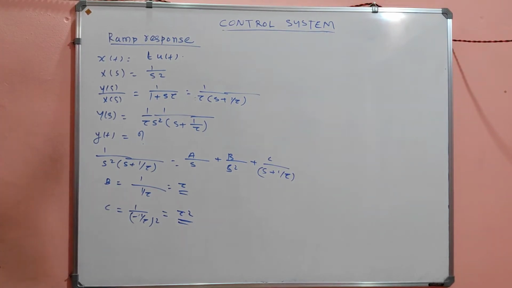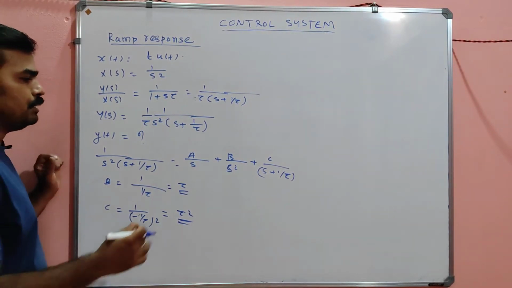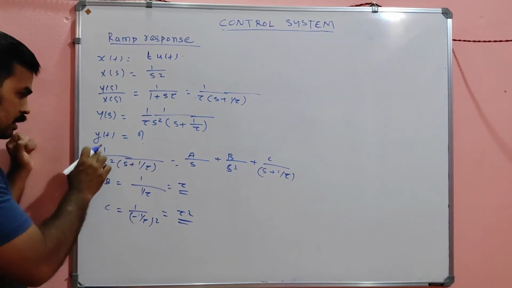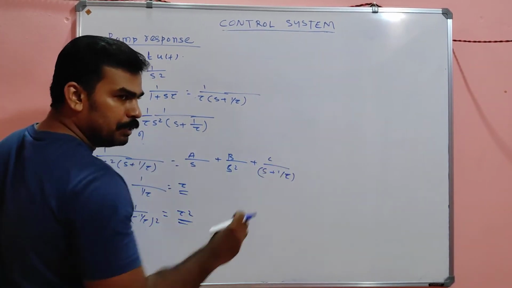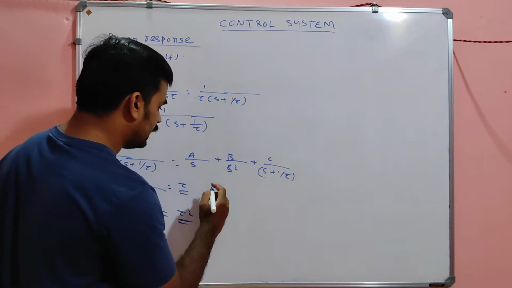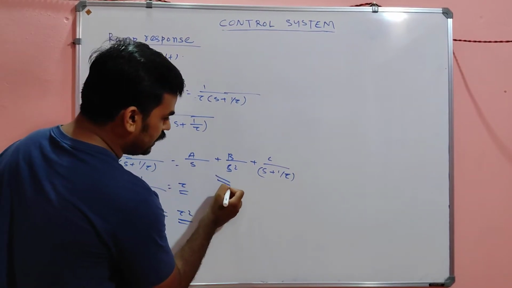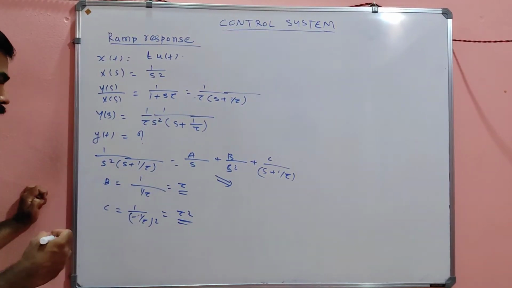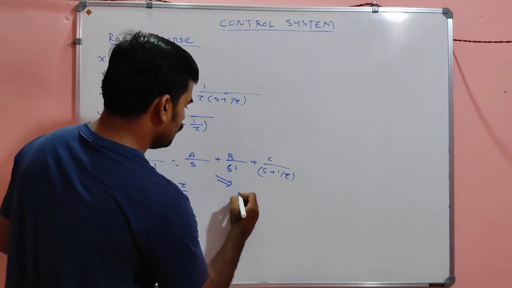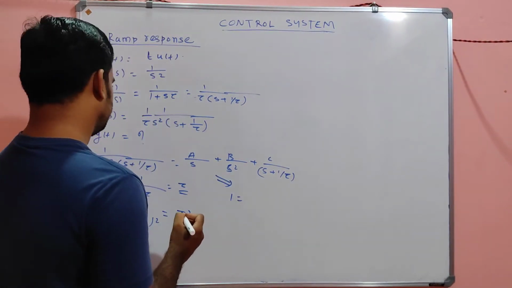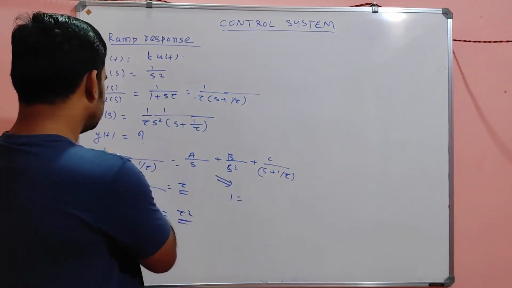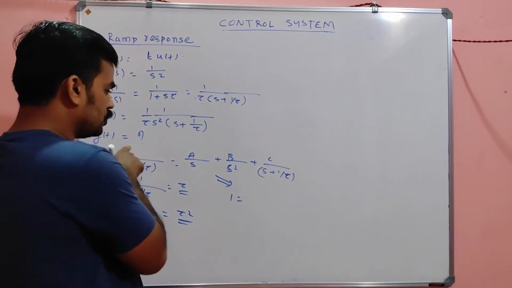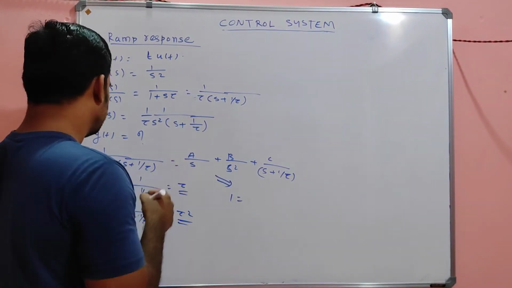How can we find the value of a, my dears? For that you simply cross multiply this. This equation can be equivalent to what? 1 will be equal to, that is, the numerator will be equal to, cross multiply this, my dears.